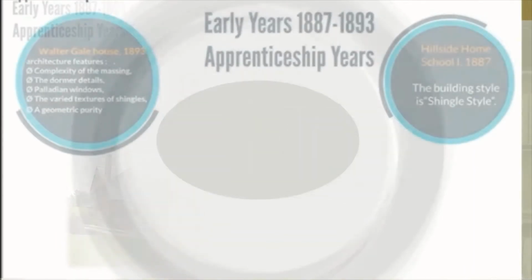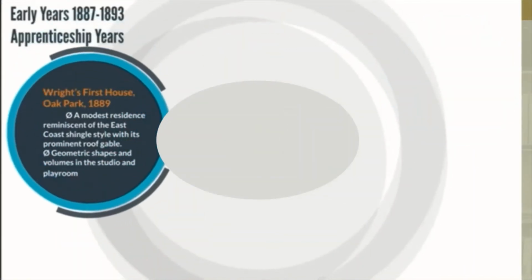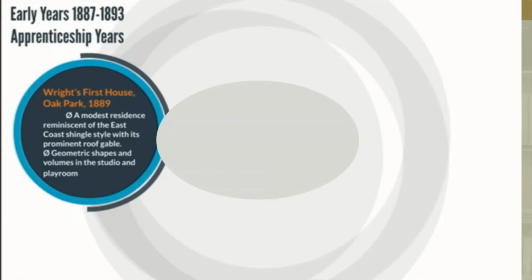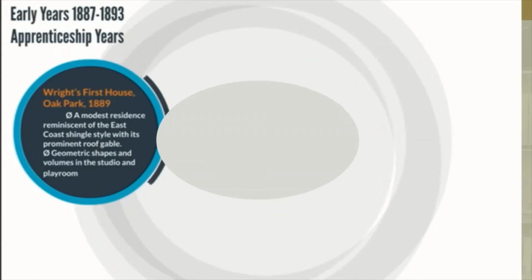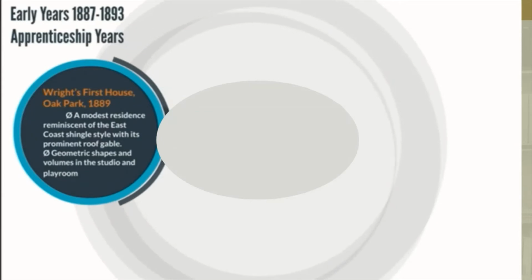Wright's first house, Oak Park, 1889. A modest residence reminiscent of the East Coast shingle style with its prominent roof gable, and geometric shapes and volumes in the studio and playroom.